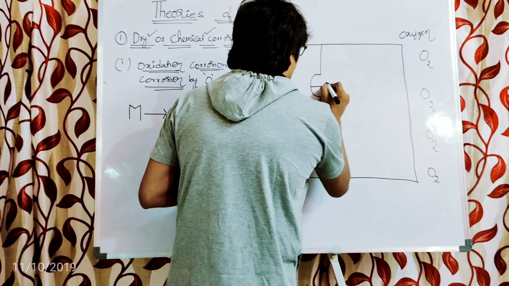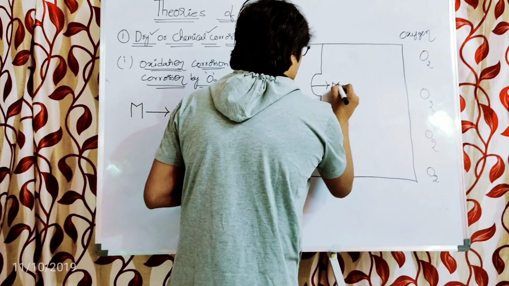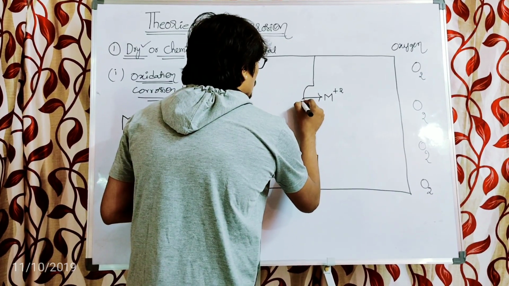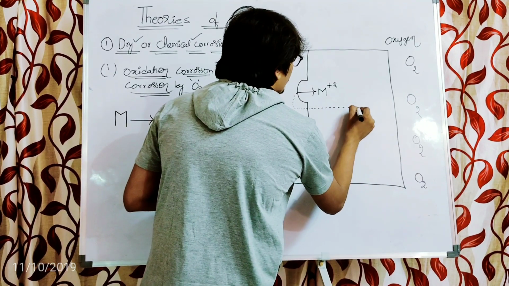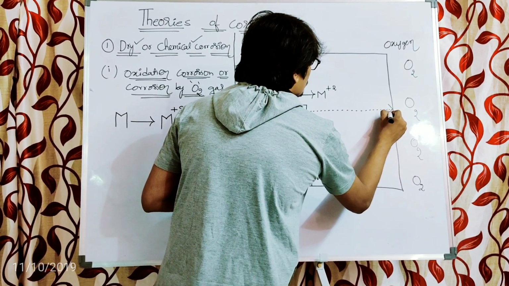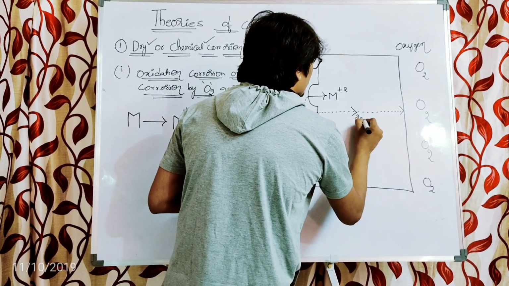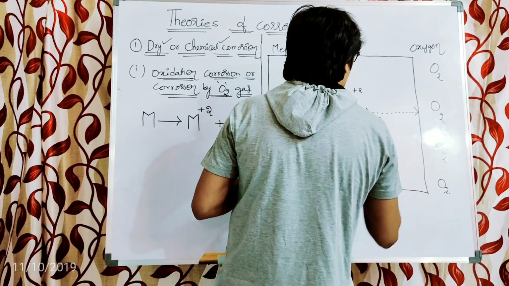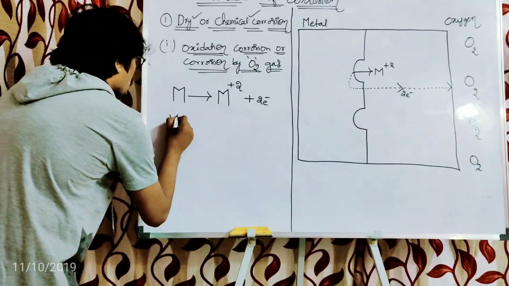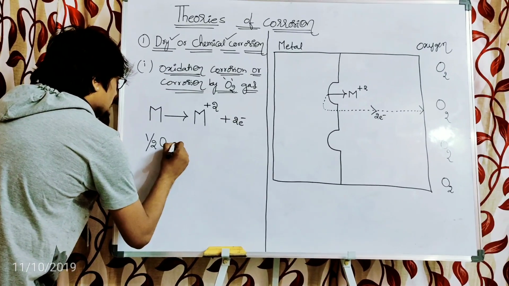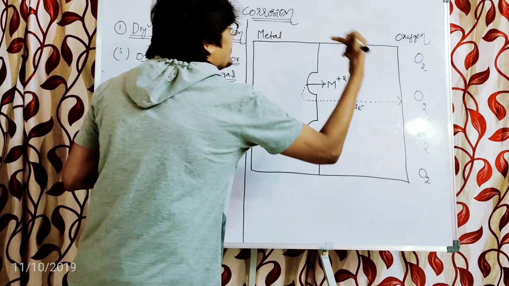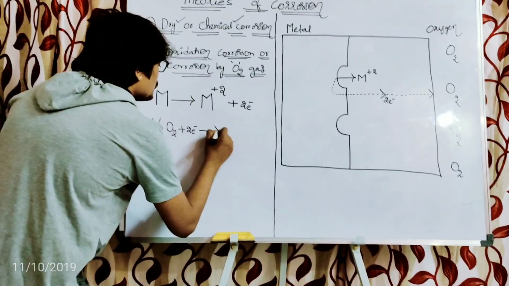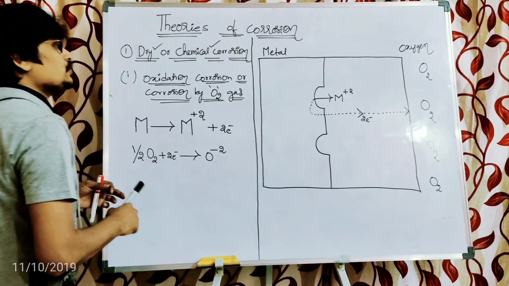So now what is happening? Under the influence of the atmospheric oxygen, the metal is undergoing oxidation and producing the 2 electrons. Now, the 2 electrons which have been lost by the metal upon oxidation enter into the area where oxygen is present. Now, that particular oxygen gains the 2 electrons which have entered its vicinity and gets reduced to O minus 2.